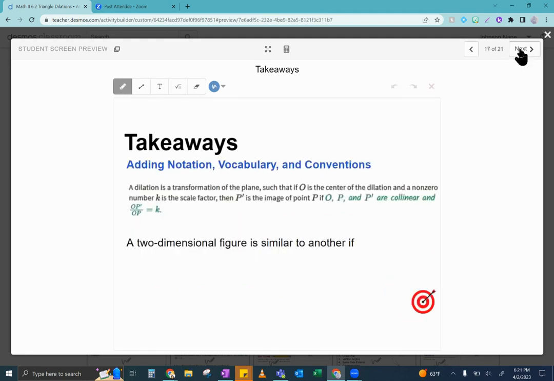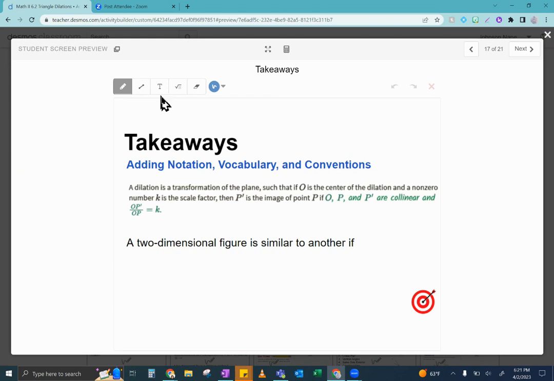I don't know if I have another one. Yes, I do. So a dilation is a transformation. This is what we wrote together. A dilation is a transformation of the plane such that if O is the center of dilation and a non-zero number k is the scale factor, then P prime is the image of point P, if O, P, and P prime are collinear, they're all in a line, and this proportion is true, right?